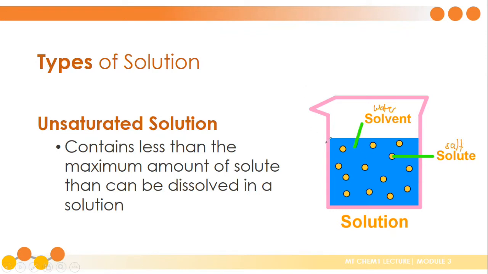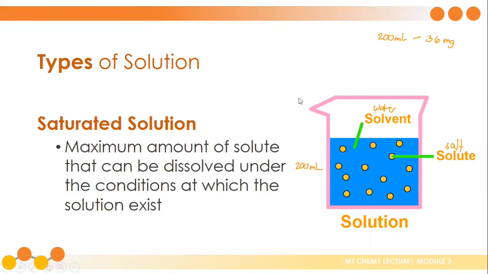So our solvent here will be water, and our solute will be salt. Let's say, for example, inside this beaker, we have 200 ml of water. In 200 ml of water, we can dissolve 36 milligrams of salt. In our unsaturated solution, we have, let's say, for example, 24 milligrams of solute. Looking at this amount, can our solvent dissolve our solute? Yes. Again, an unsaturated solution contains less than the maximum amount of solute that can be dissolved in a solution. This is what unsaturated is. We have a lesser amount of solute.